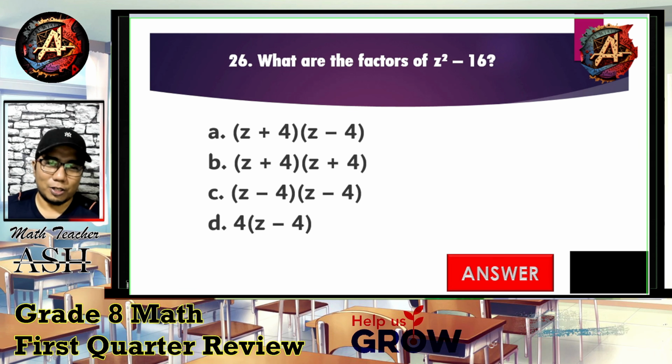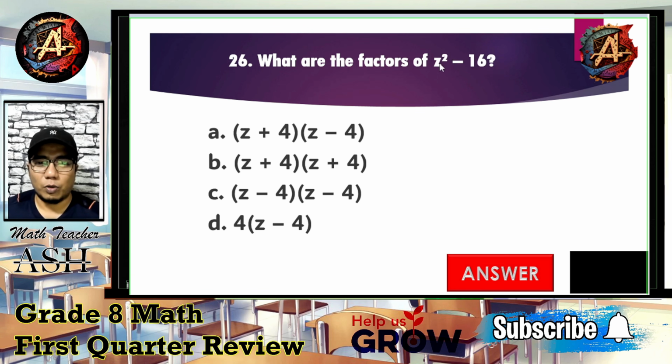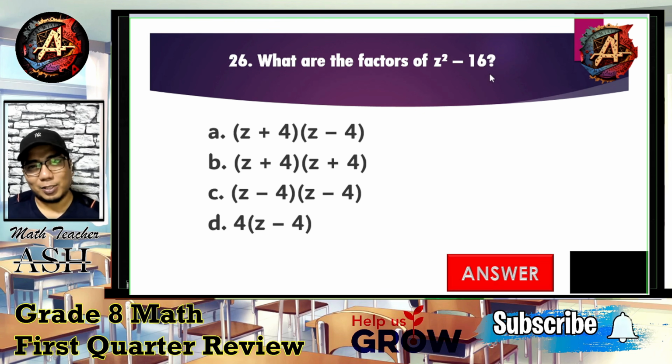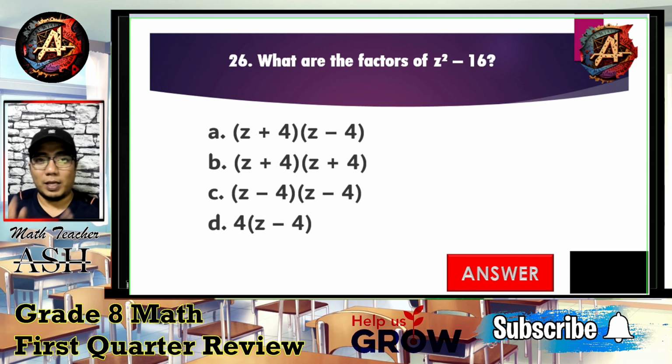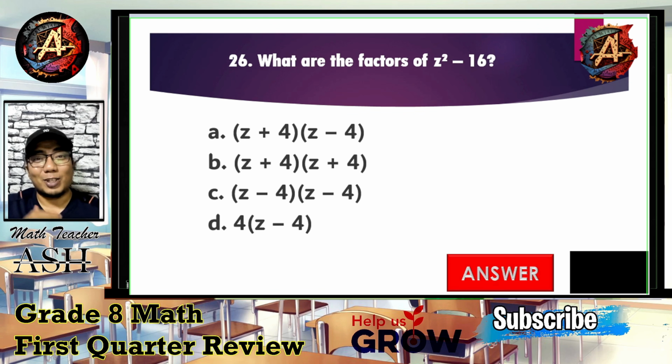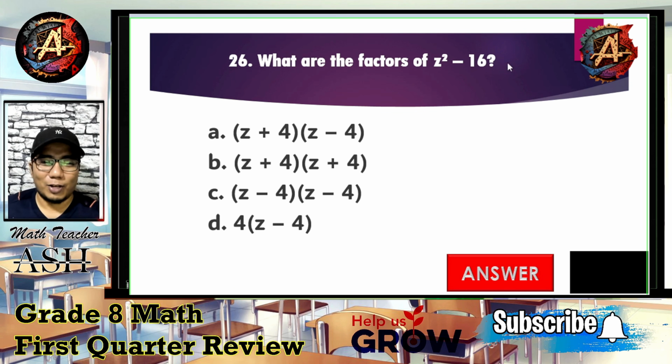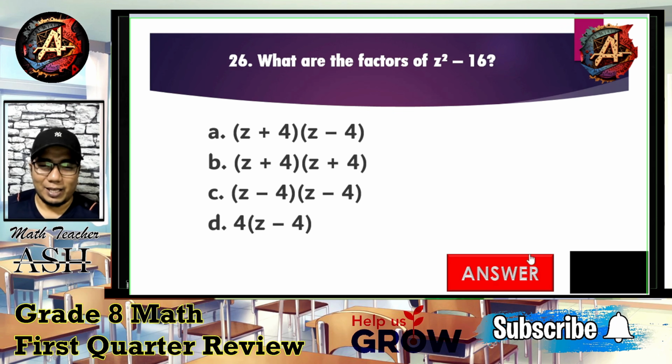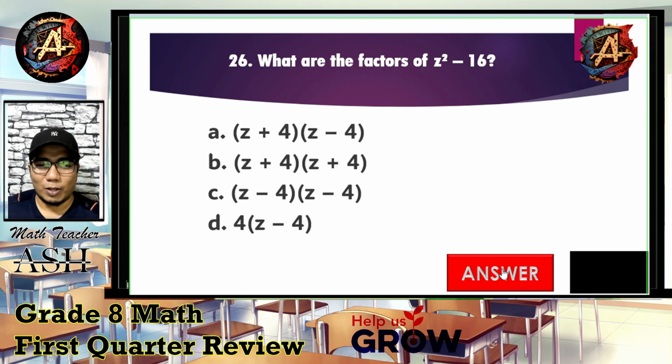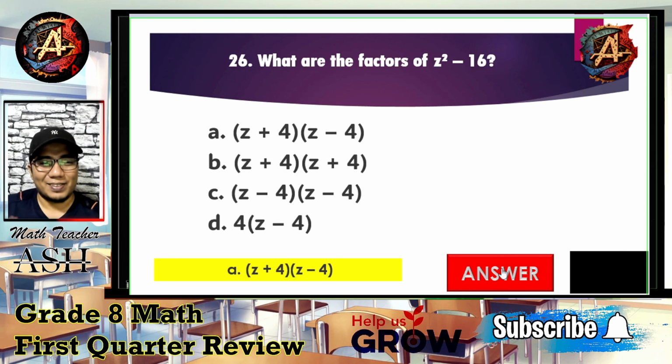Okay, my dear math learners, now this is another scenario in which we just get the square root of the first term and the last term, and then the sign would be interchanging, plus and minus. Therefore, the correct answer is letter A. Alright, let's check whether we are correct. Easy, right? Now let us go to question number 27.